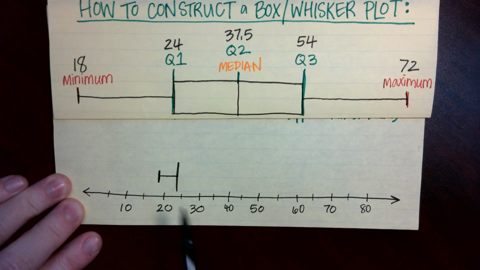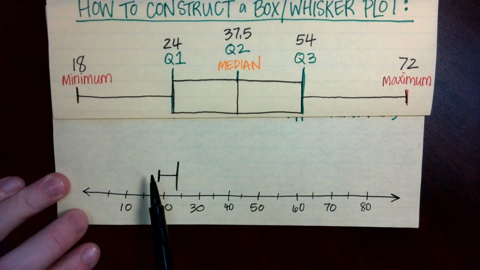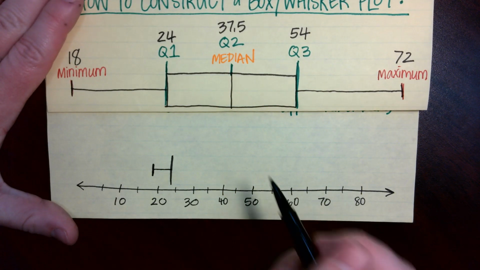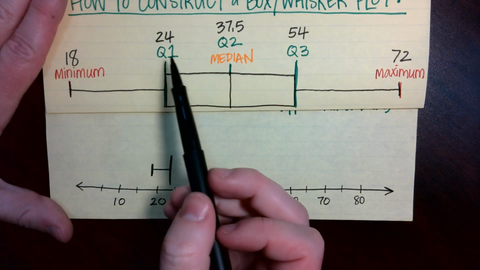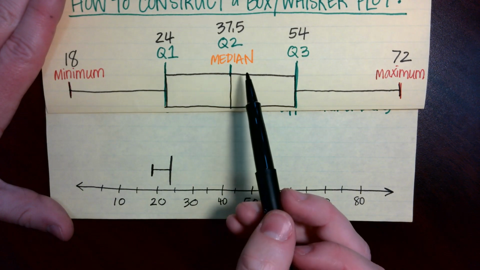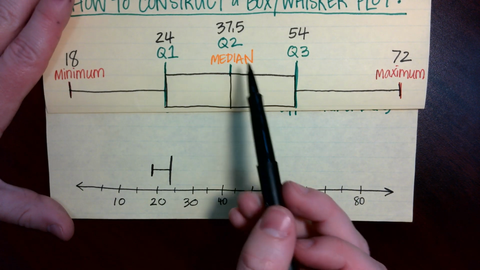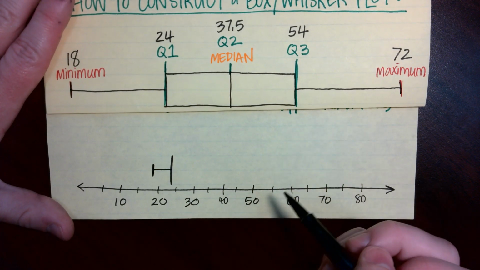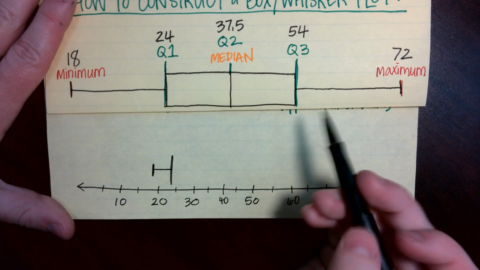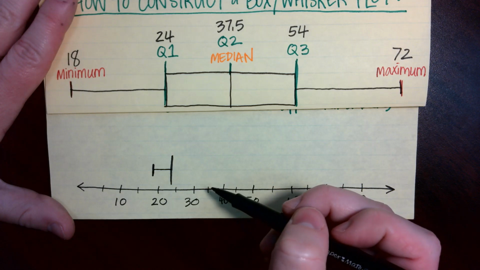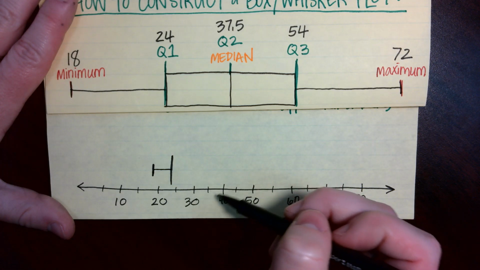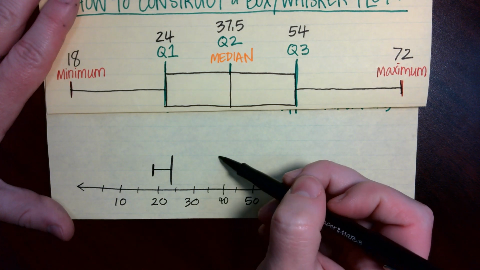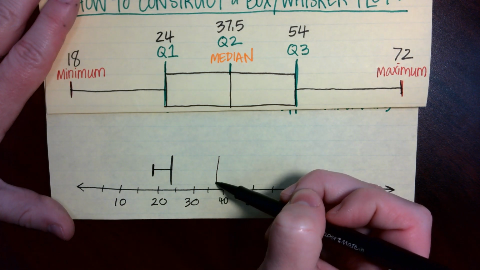You can wait till the end if you want, but I just don't want to forget, so I'm going to go ahead and draw it. Okay, next line we should make, we just did minimum, we did Q1, and then comes what? Q2, or the median. So where should that be on my number line? Yeah, so here's 30, 35, 40, somewhere between 35 and 40. So let's just put it right about here.